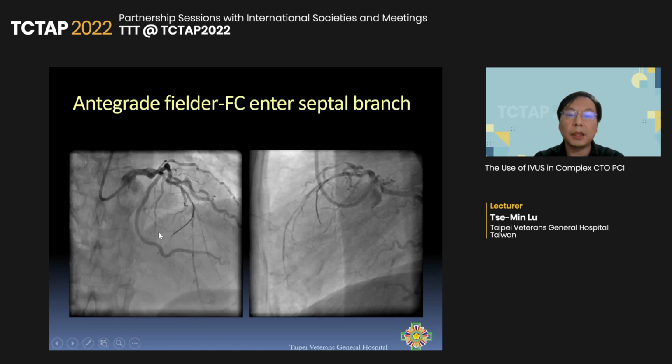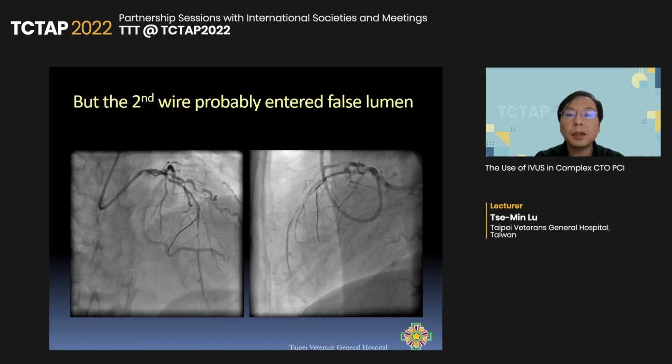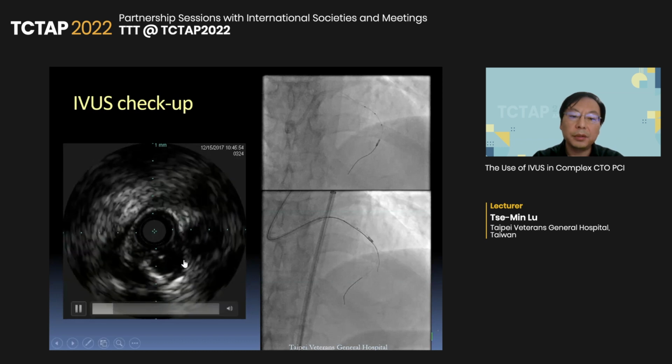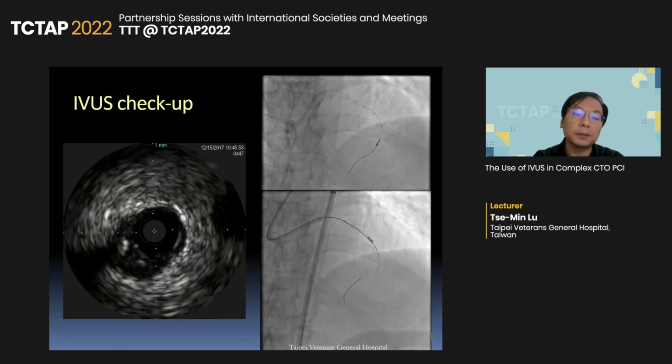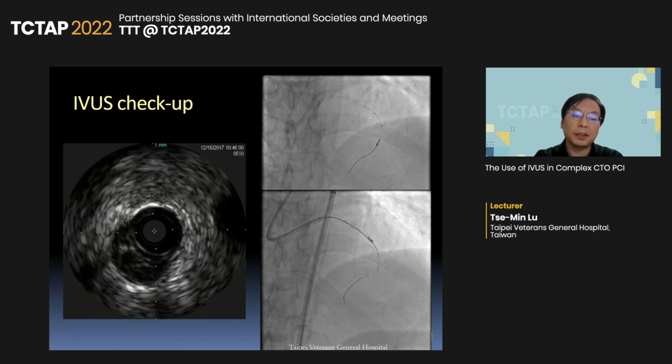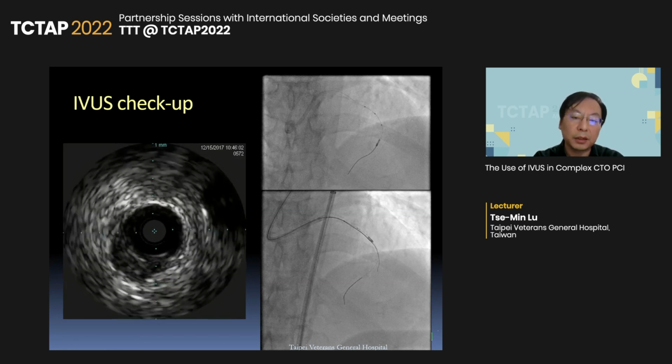So again, I use the soft wire. You can easily go to the septal branch, and then I use again a double lumen microcatheter and another second wire. You can easily go to the distal LAD, but I think again it goes into the false lumen. So I check the IVUS again. If you look at the IVUS very carefully, you can see that the IVUS may be located in the false lumen, and there are many small lumens.